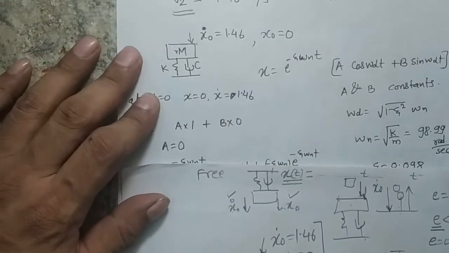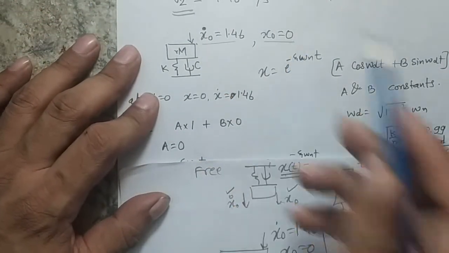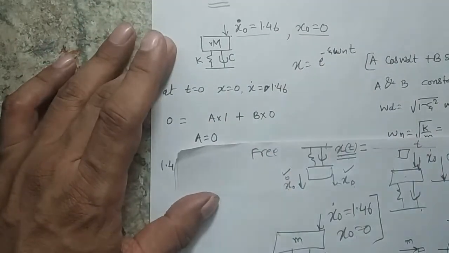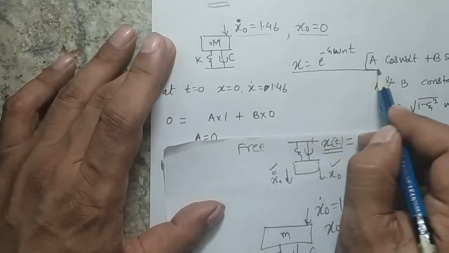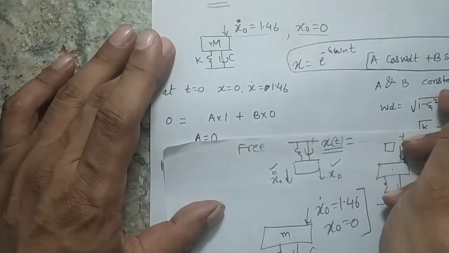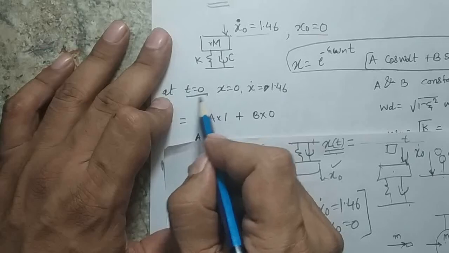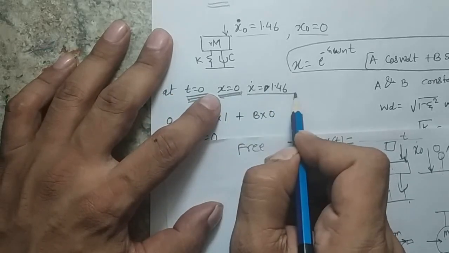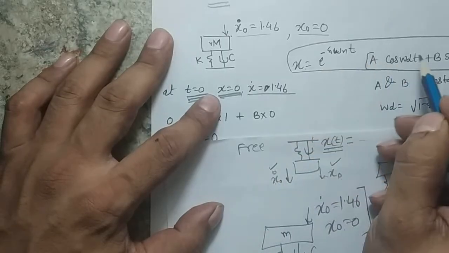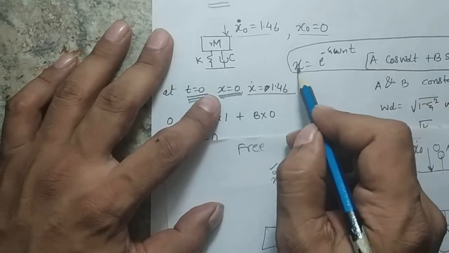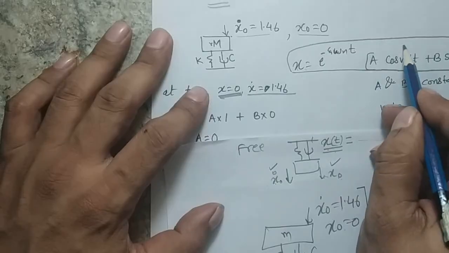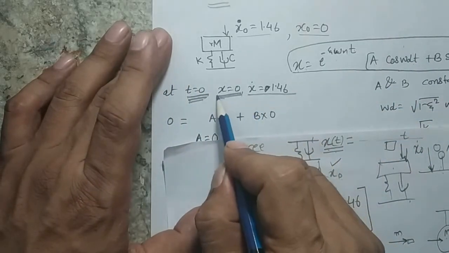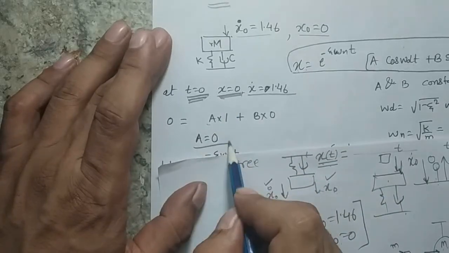So here you can see these are the two initial conditions, and this is my equation for the response. In this equation, at time t equal to 0, which is the initial condition, my displacement is 0 and velocity is 1.46. When I put t equal to 0 in all three places, x will be 0, so this term will become 1, this will be 0, this will become 1, so my a will be 0. So the first condition gives me a equal to 0.